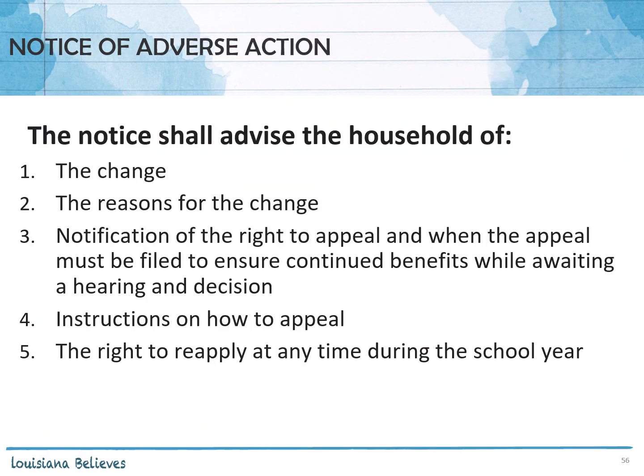When a notice of adverse action is issued, the notice shall advise the household of: number 1, the change; number 2, the reason for the change; number 3, notification of the right to appeal and when the appeal must be filed to ensure continued benefits while awaiting a hearing and decision; number 4, instructions on how to appeal; and number 5, the right to reapply at any time during the school year.